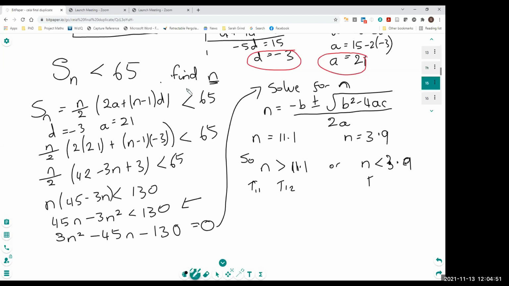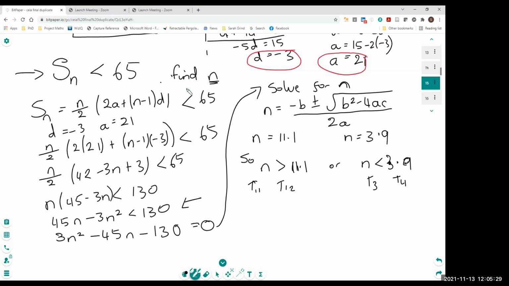Okay, so the term is either 3 or term 4. Remember, they're asking the question: how many terms give S of n less than 65? You're probably wondering how, if you go up to 11 terms, the sum isn't 65, it's over 65. If you go less than 3 terms, the sum is, because it's an arithmetic sequence, it's adding and subtracting, and the sums vary at different stages.